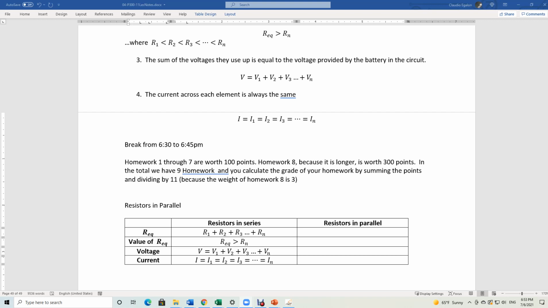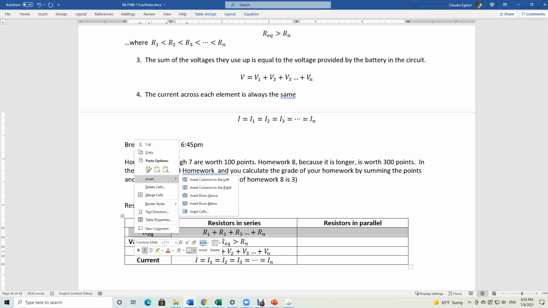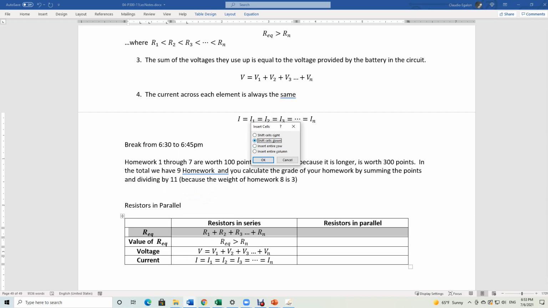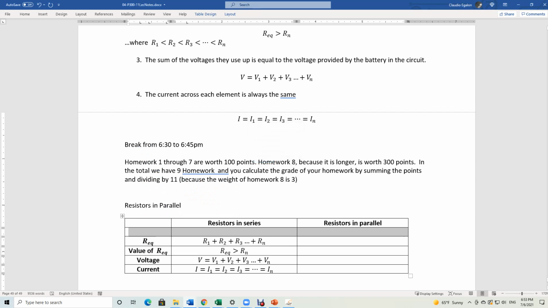So here you go. Let me put another row here, because there's another important characteristic that I didn't tell you. Okay, insert cells down.